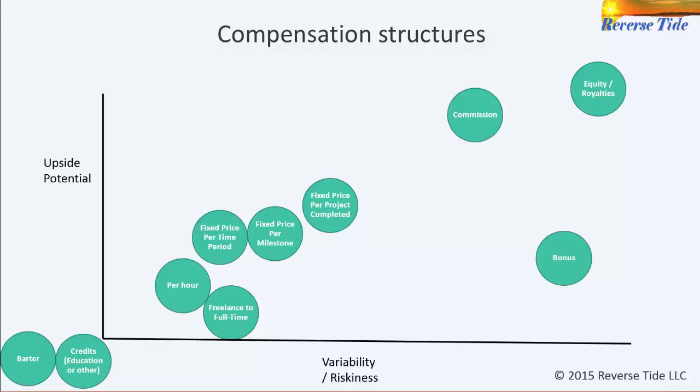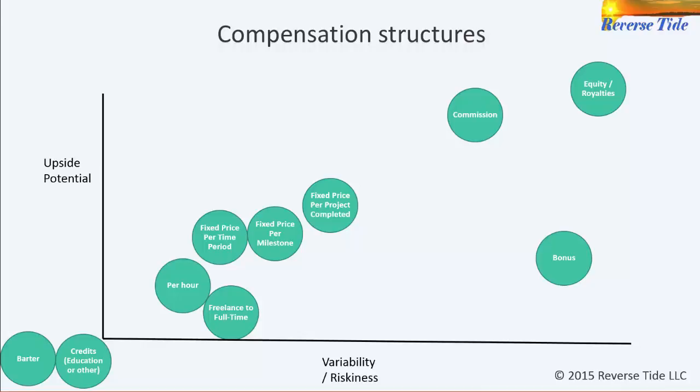So why don't we look at a few examples on here. On the top right, if you have equity in a business or you gain commissions, you're taking a big risk that you may get paid very little or even nothing at all. However, if you do really well, the upside potential is unlimited. Those confident or seeking risk may like compensation in these types of ways.